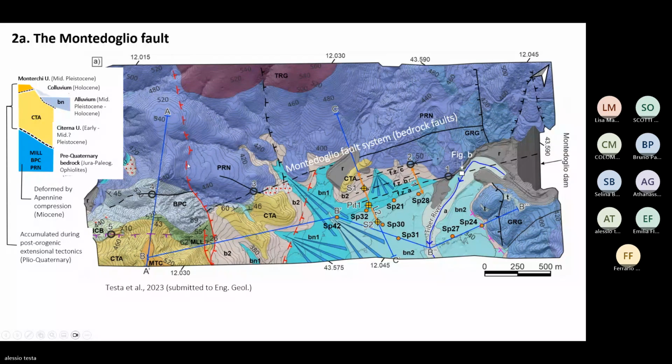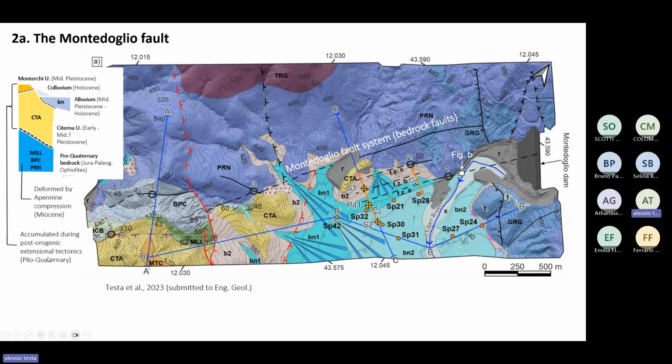So this is our geological map of the area of the dam and west of it. In dark blue, you can see the old pre-Quaternary bedrock deformed by the compressional tectonics during the Miocene. And from yellow to orange to light blue, there are the continental deposits accumulated in the San Sepolcro Basin during the Quaternary.